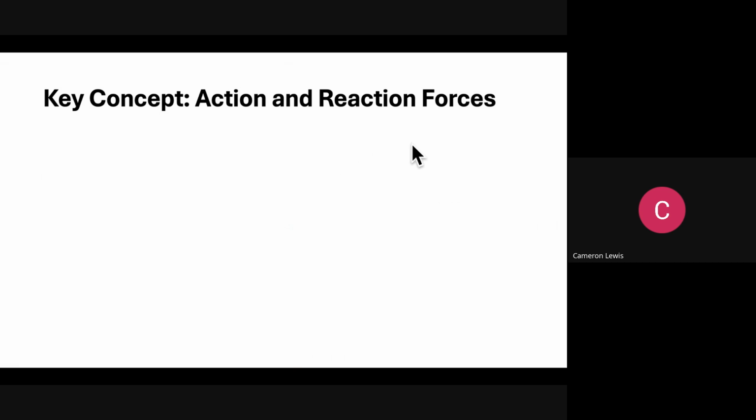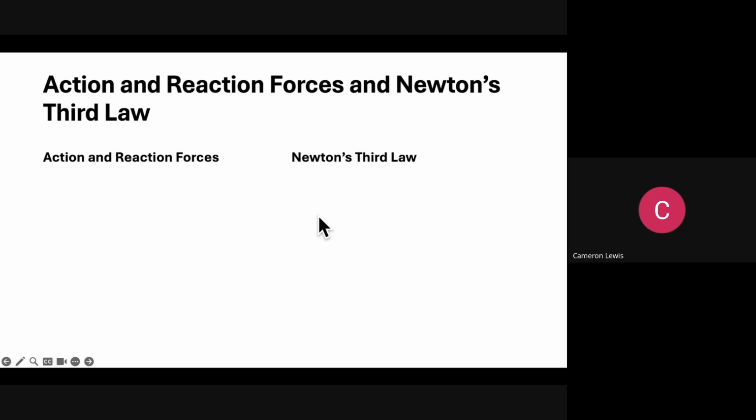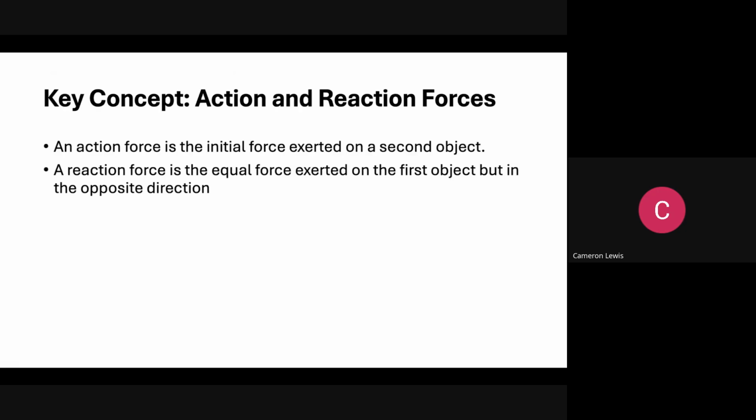Now, we didn't cover a lot of first and second law stuff, right? But what I said earlier about forces and how they come in pairs, right? So we have action and reaction forces. This starts us to get to understanding, like I said, forces come in pairs. An action force is the initial force exerted on the object. Then we have the reaction force, which is the equal force exerted on the first object, but in the opposite direction. Now, that might sound confusing, right? But let's go ahead and play around with it.